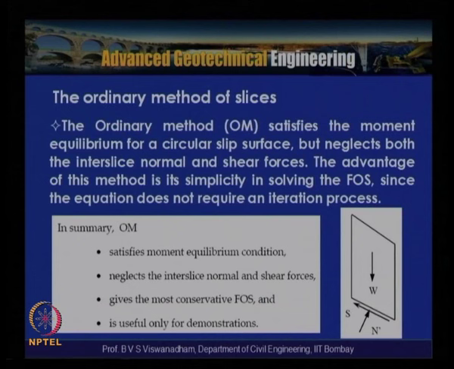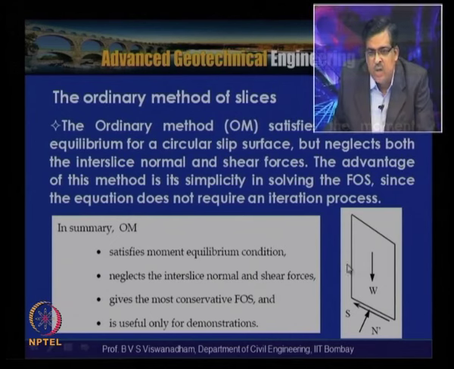So the ordinary method of slices satisfies moment equilibrium for a circular surface, but neglects the interslice normal and tangential forces. This is a typical slice. This is the free body diagram of a slice in the ordinary method of slices, where there is a vertical force, W, the weight of that particular slice. If there are n slices and this is the ith slice, then the weight of the ith slice is Wi, and this is the resisting force S, and this is the normal force n dash. So it satisfies the moment equilibrium condition and neglects interslice normal and shear forces.